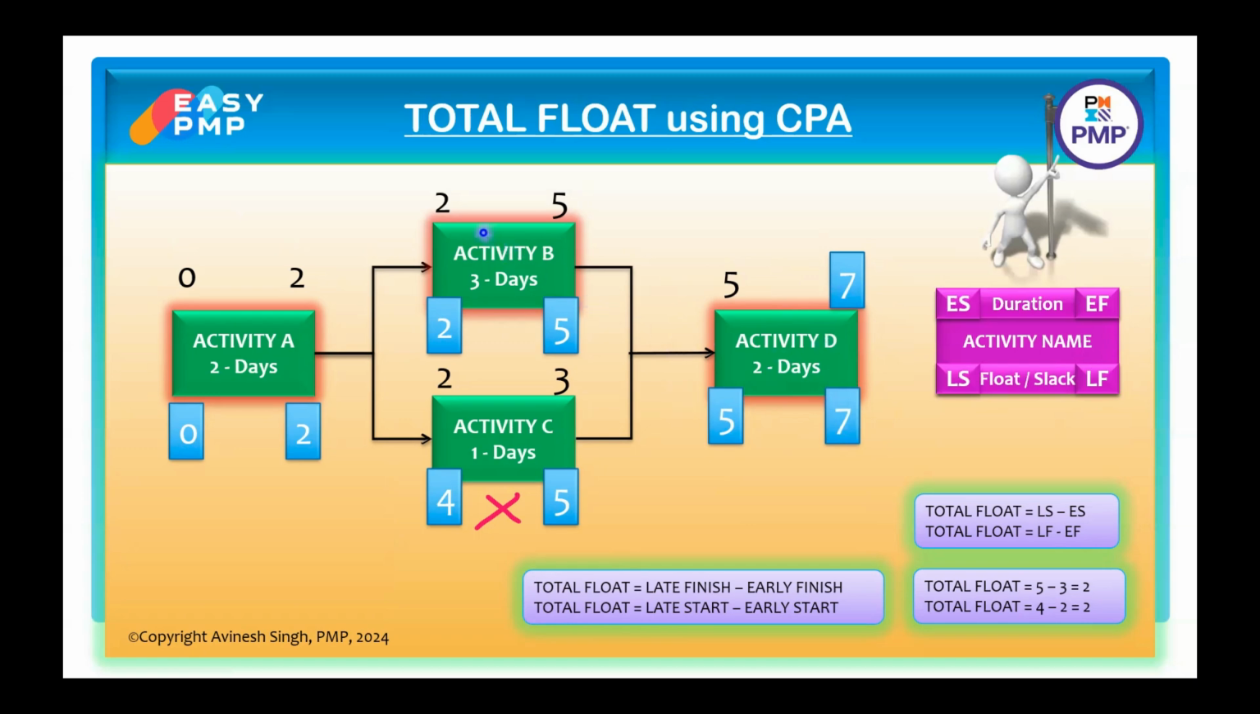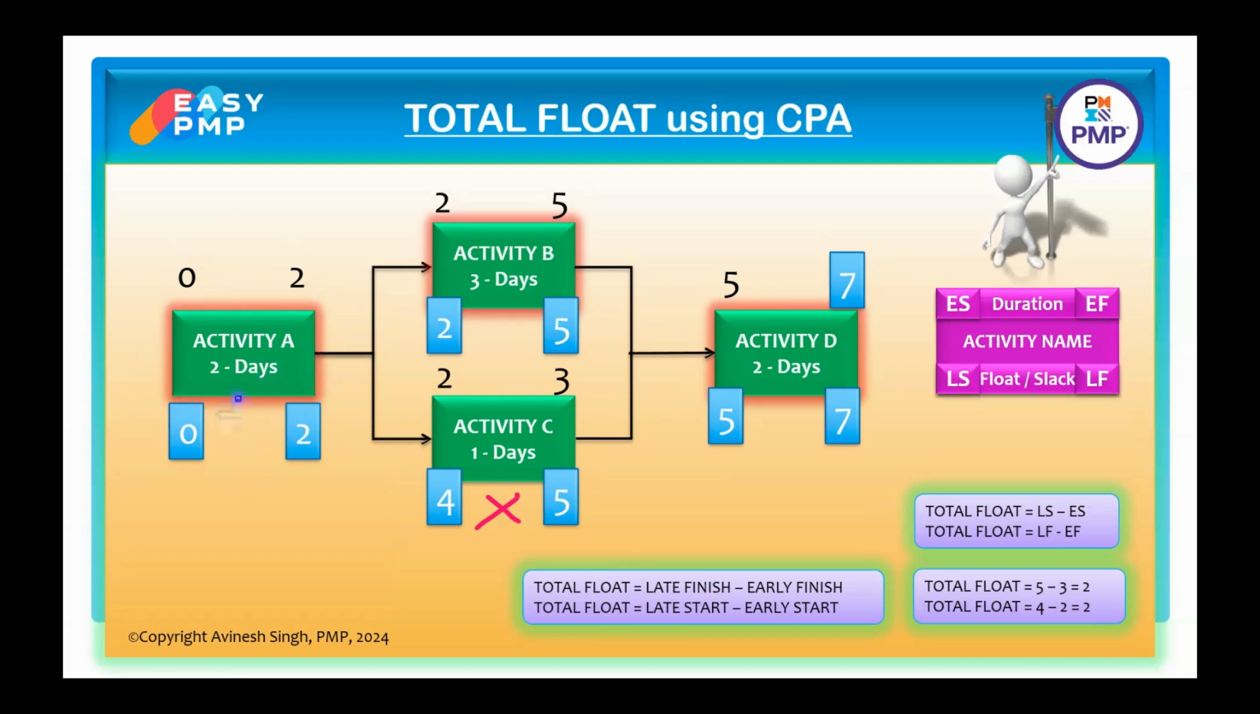Similarly, for this activity 5 minus 5, 2 minus 2, 0. Both are 0. Here, the total float is not 0. 5 minus 3 is 2, and 4 minus 2 is 2. So for activity C, the total float is not 0. It is 2 days. What about the first activity? 2 minus 2 and 0 minus 0. So both are giving us 0.